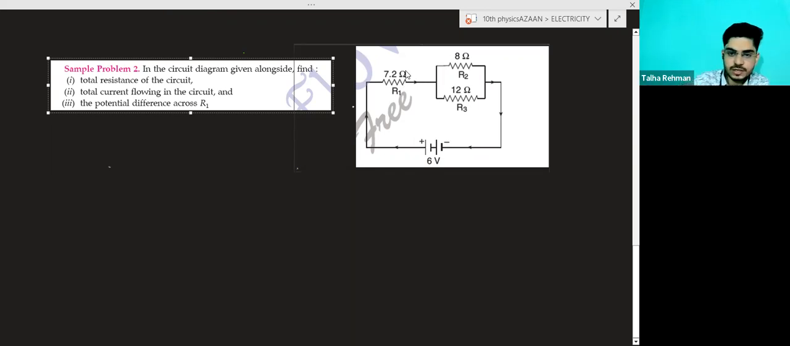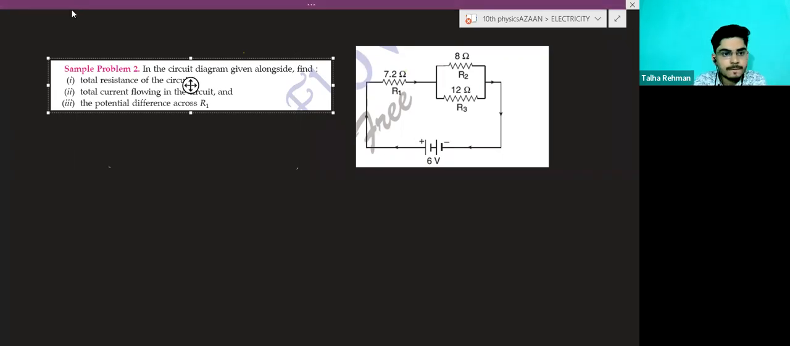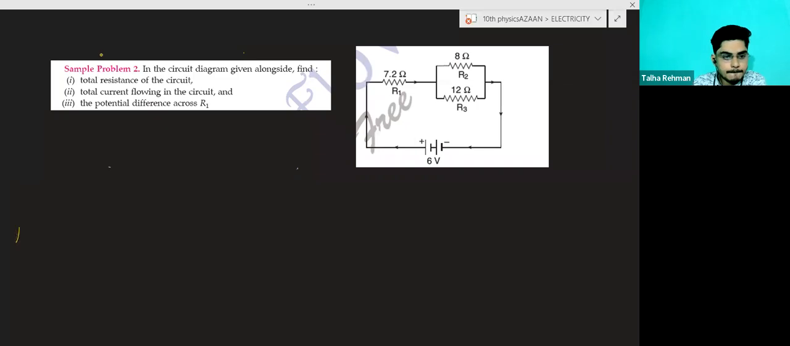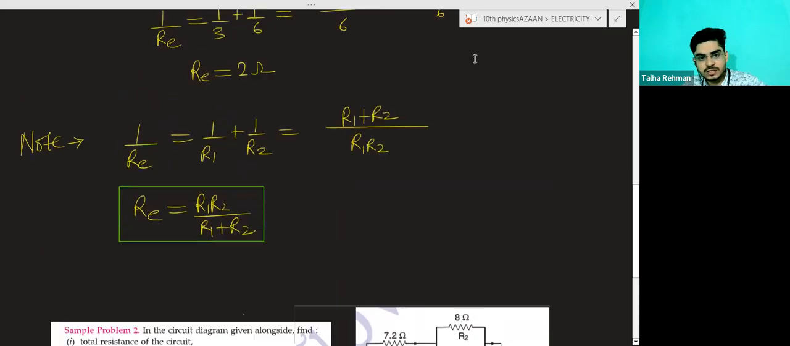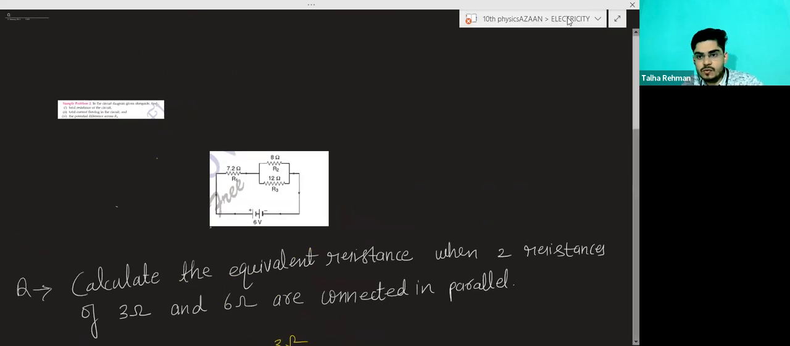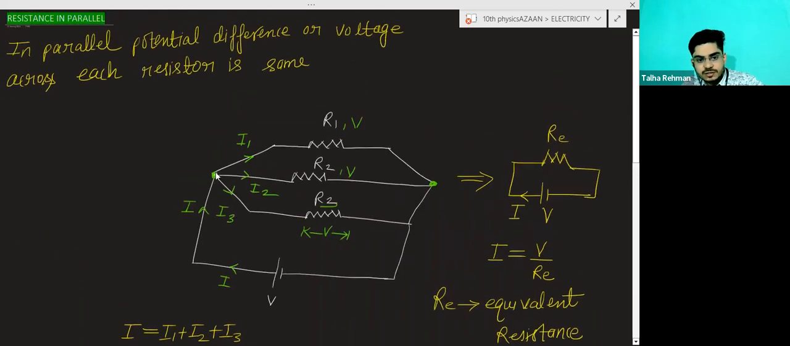Now see, total resistance we have to find. You can see here, this 8 ohm and 12 ohm are connected in parallel combination. End to end connection is parallel combination. Parallel connection is like this, end to end connection.